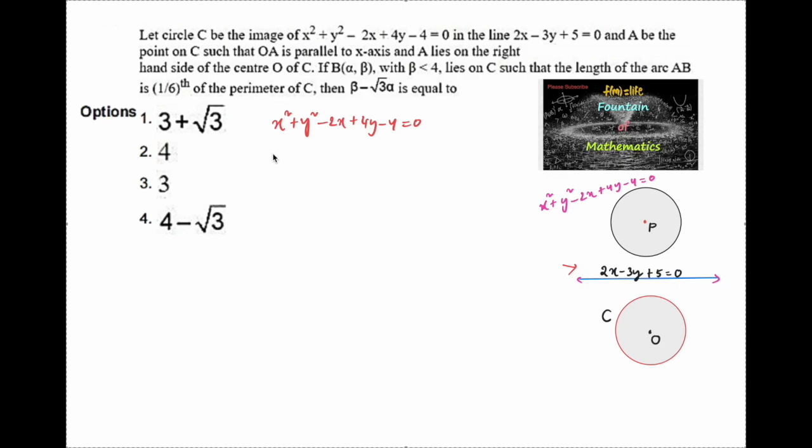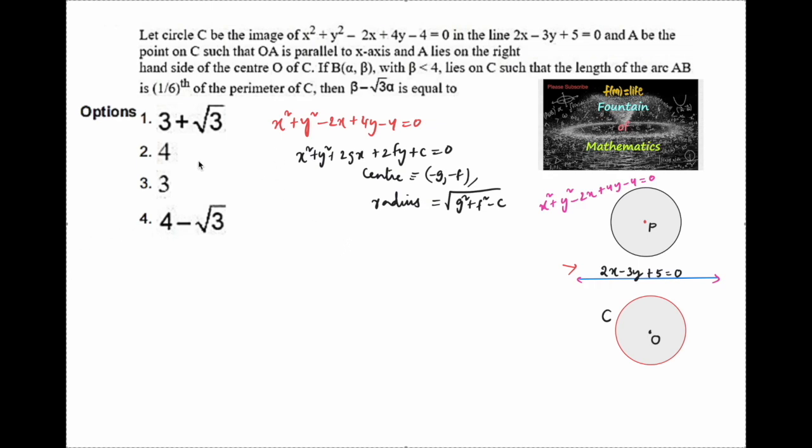So to find the center of the circle, we know that if the circle equation is given as x square plus y square plus 2gx plus 2fy plus c is equal to 0, then the center can be taken as minus g comma minus f, and the radius r is equal to under root of g square plus f square minus c.